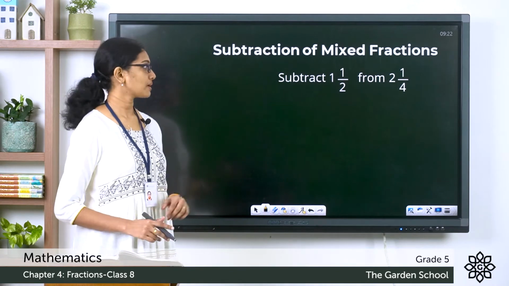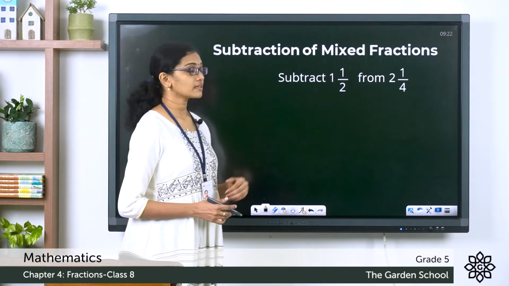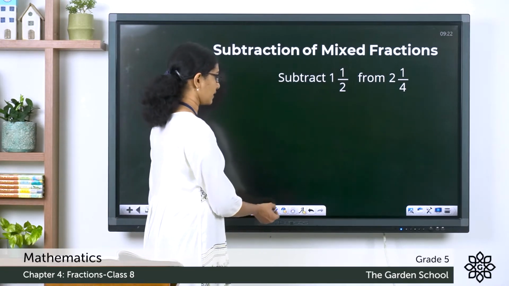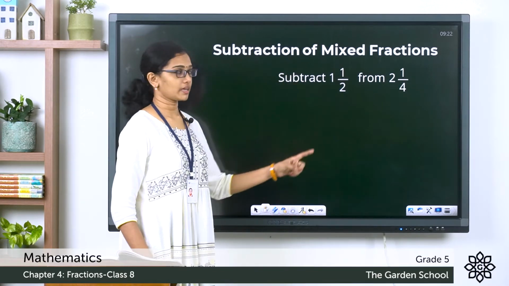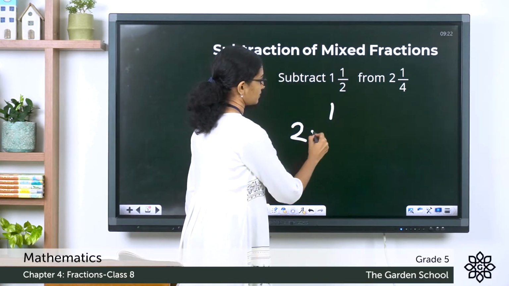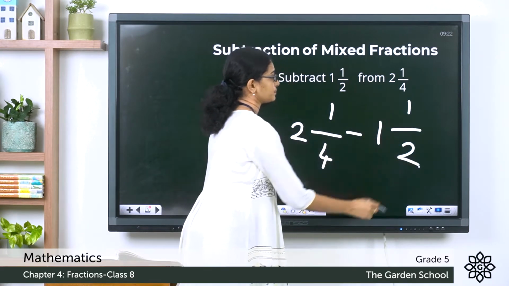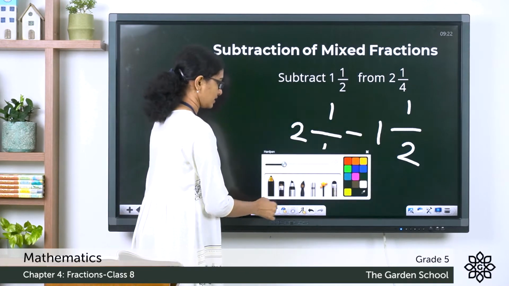Subtract 1 1/2 from 2 1/4. Which is the minuend here? Here the minuend is 2 1/4 and the subtrahend here is 1 1/2. So it is 2 1/4 minus 1 1/2. Here we have the minuend and the subtrahend.